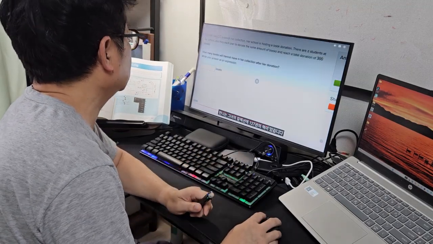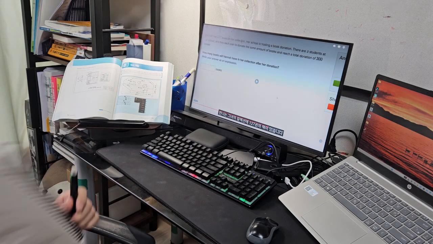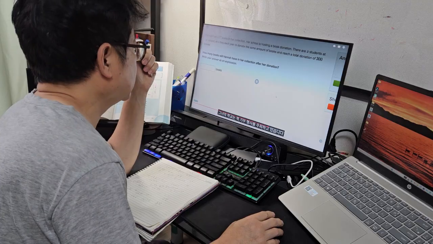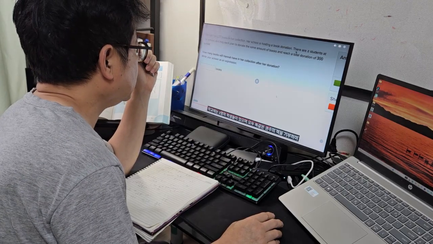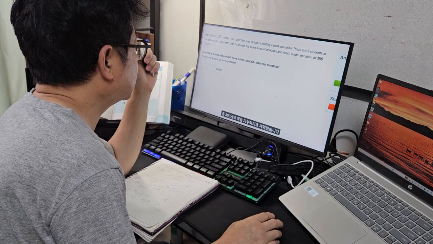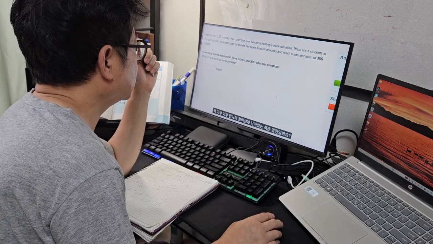Hannah has 127 books in her collection. Her school is hosting a book donation. There are z students at her school, and they each plan to donate the same amount of books and reach a total donation of 300 books. How many books will Hannah have in her collection after her donation?